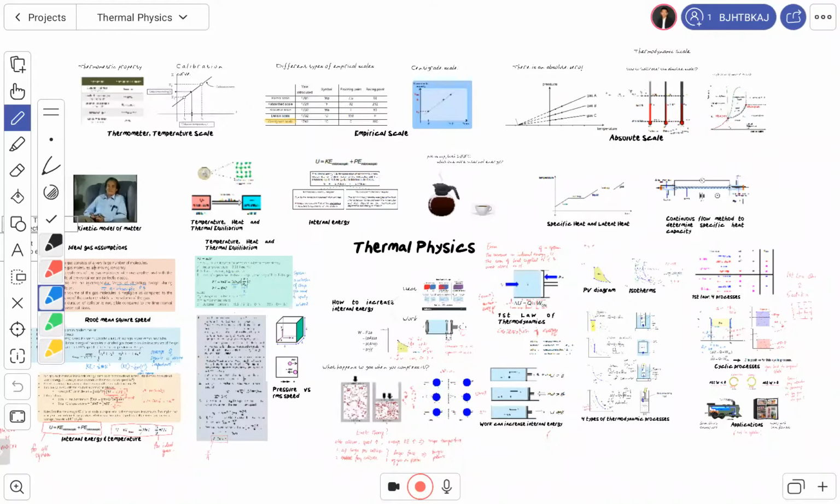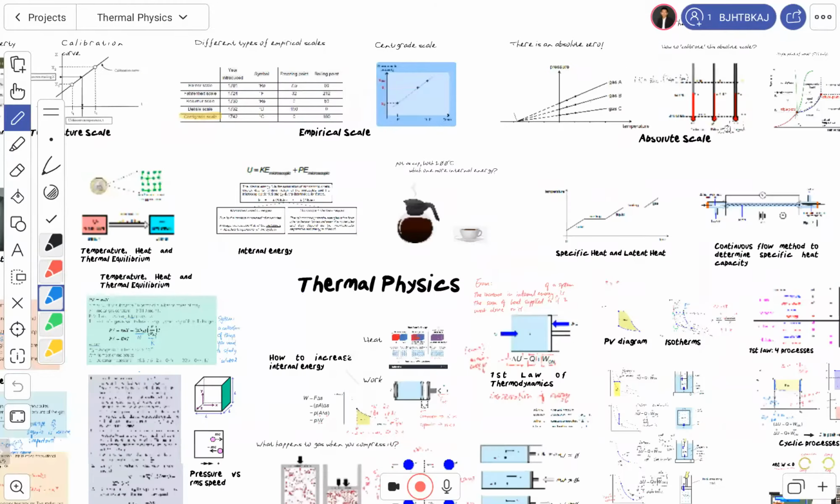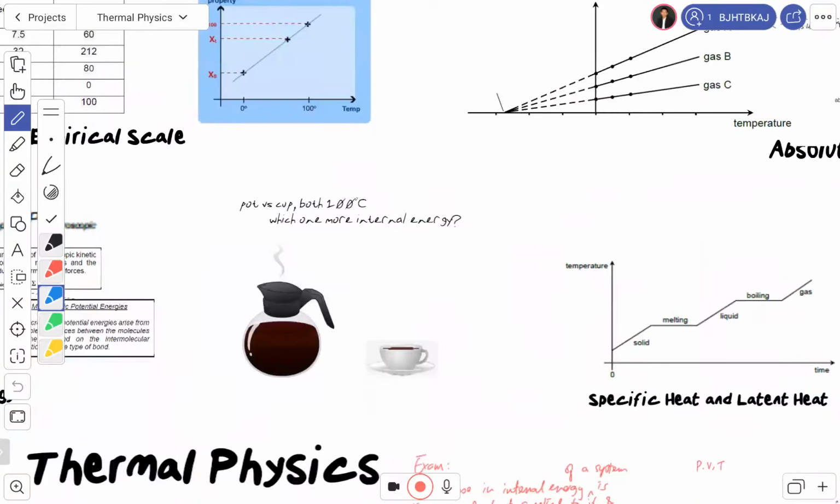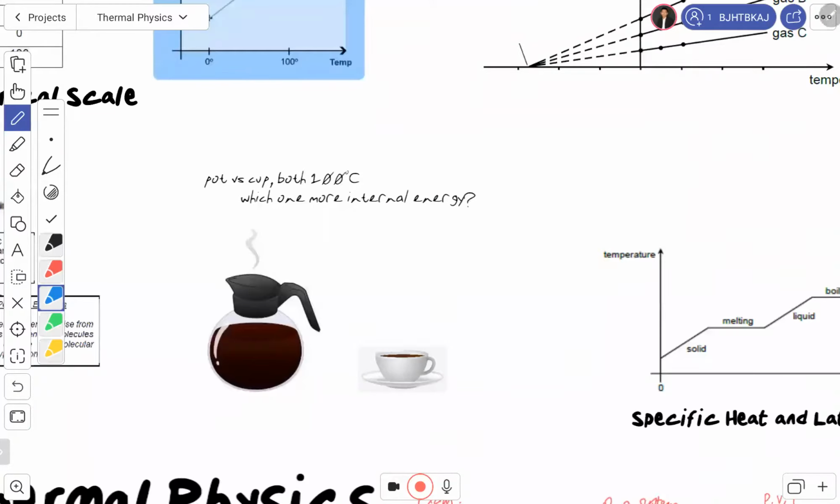I missed out a few diagrams, but they are not so important. We can just go through them quickly. A hot pot versus a cup, both at 100 degrees C. Which one has more internal energy? Tell me.